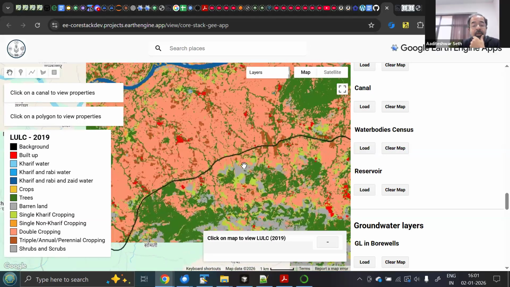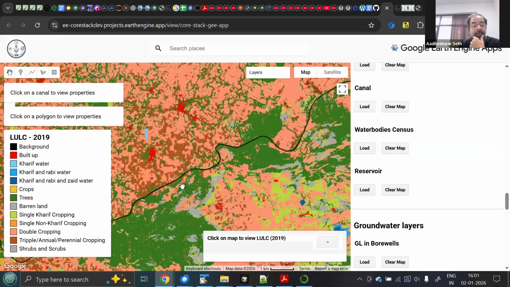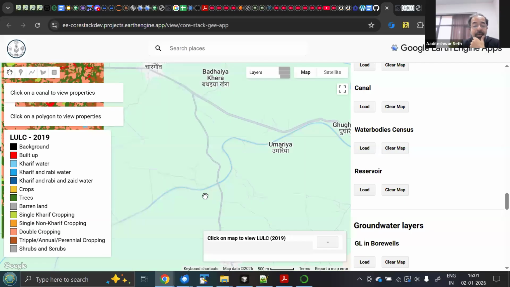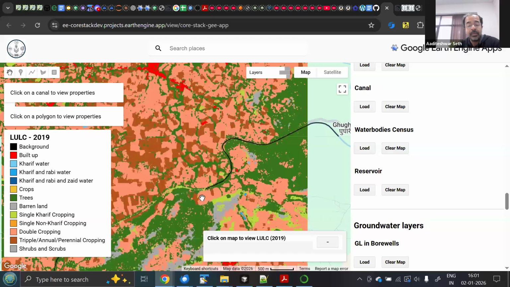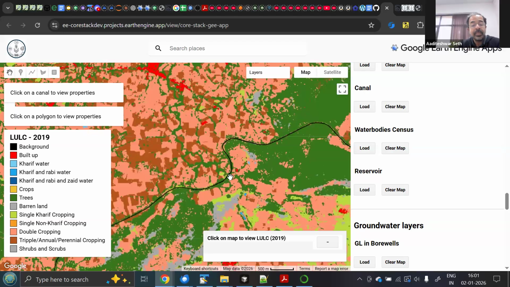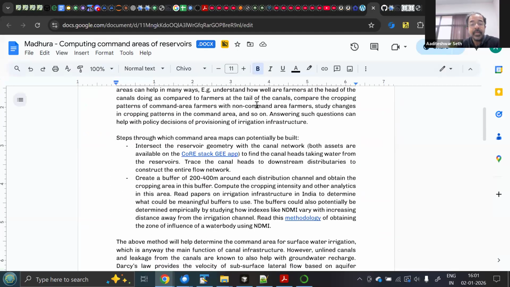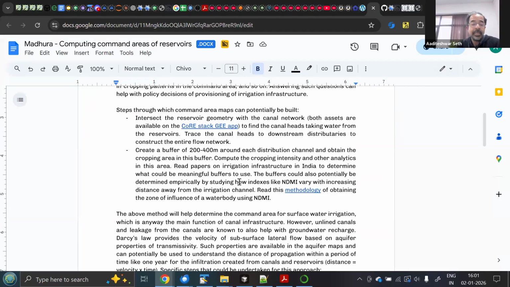A lot of this can be investigated: how is cropping intensity around the canals different from cropping intensity in other areas, or potentially what kind of crops are being grown, and how does the cropping intensity change further down the canal versus upstream. So computing this command area can be quite interesting.